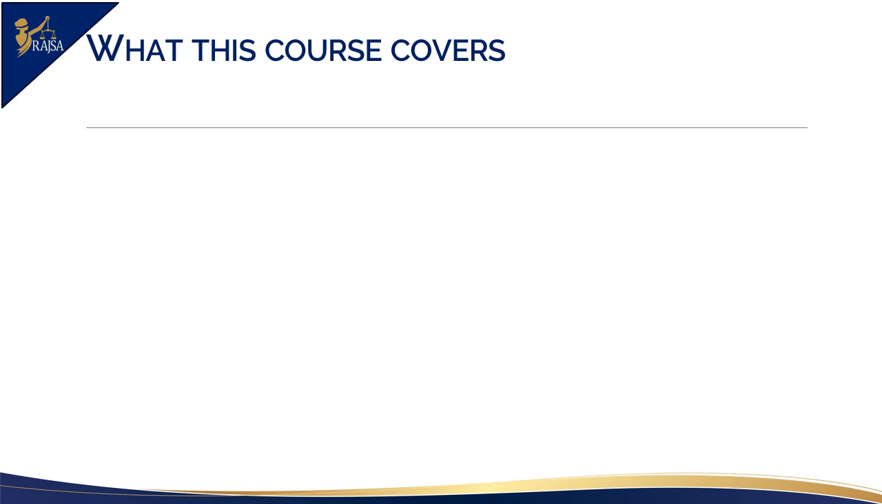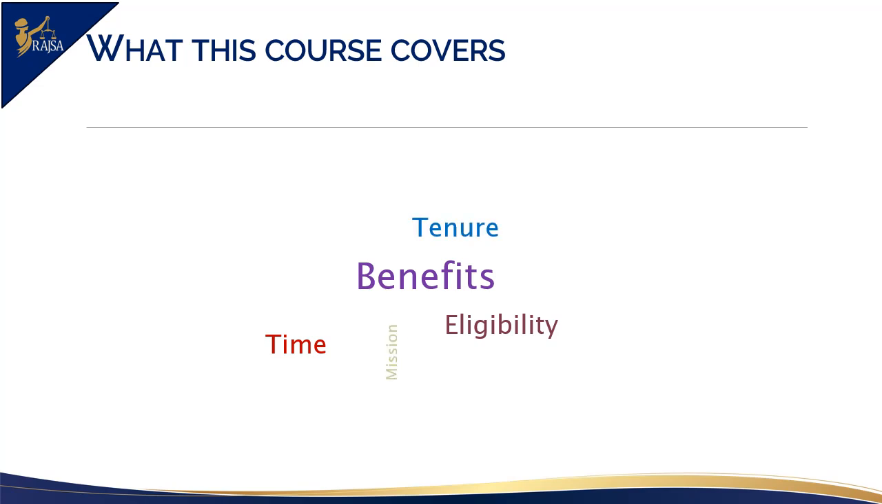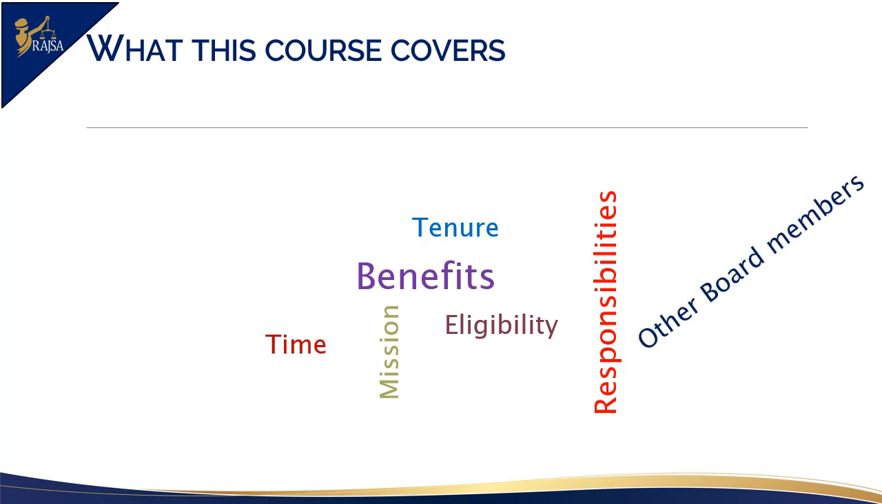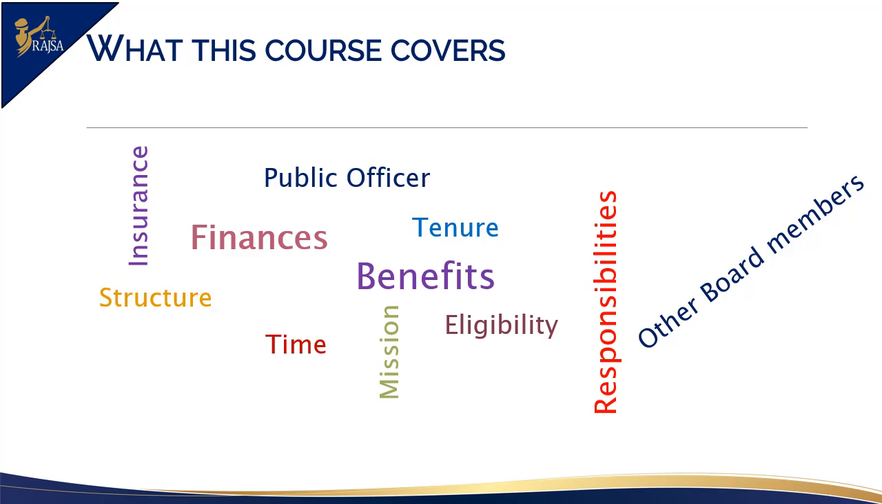This course covers a range of topics that a board member needs to know to get up and running in order to perform their duties. We will cover benefits of board membership, eligibility for board membership, time requirements, length of tenure, mission and purpose of the association, your role and responsibilities, who else is on the board, association financial position, director's insurance, who speaks on behalf of the association to make sure you do not overstep your boundaries, structure of the association so you know where you fit in and how it all functions, AGM and forum, where to find things and the website.